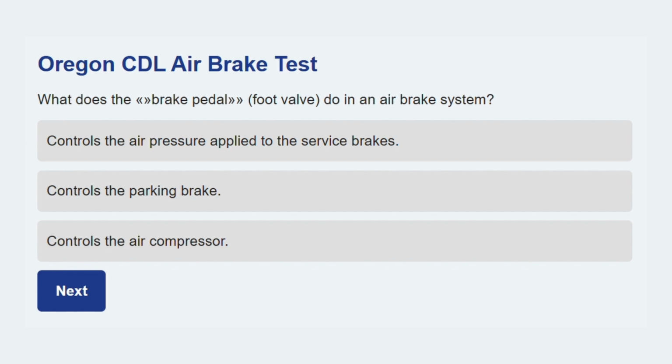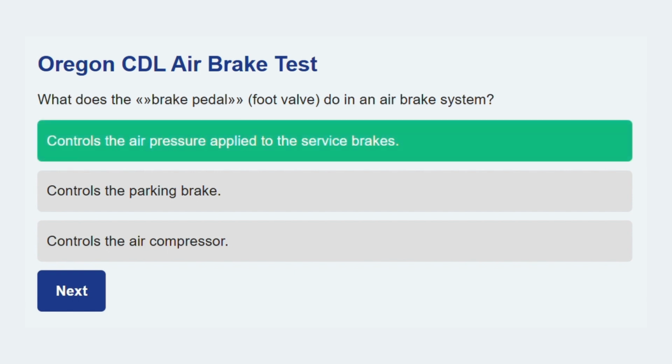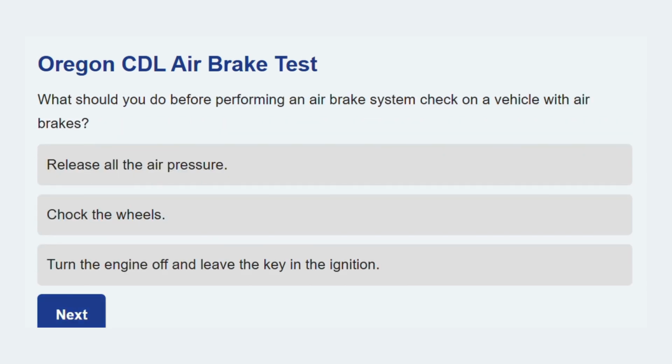Moving on. What does the brake pedal foot valve do in an air brake system? Controls the air pressure applied to the service brakes. The more you press the pedal, the more air pressure is sent to the brakes.